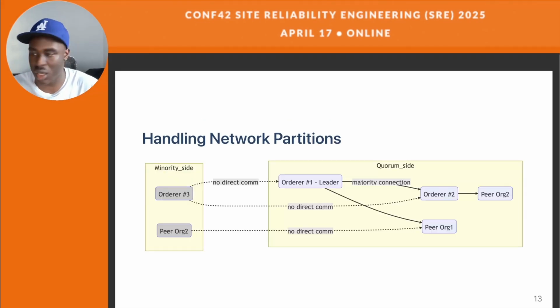This is a partition diagram. This diagram shows that the majority partition keeps ordering going while the minority stalls. So the big takeaway here is that no forking happens, right? The minority side eventually syncs once the network is restored.